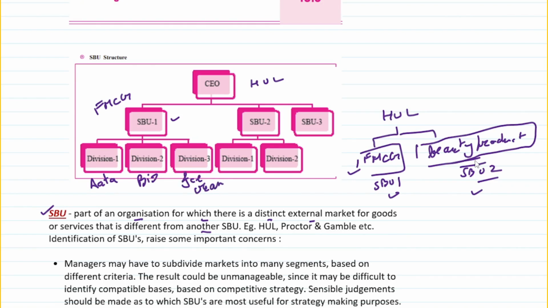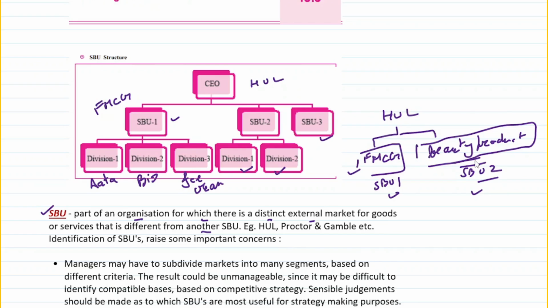Similarly, there may be SBU2. As I said, beauty products. So division 1 may be for lipsticks, or rather any other cosmetic products, or division 2 may be for perfumes. So that's how you categorize. Similarly, there may be an SBU3. So I hope you understand the definition of SBU in detail. It says part of an organization for which there is a distinct external market for goods or services that is different from another SBU.